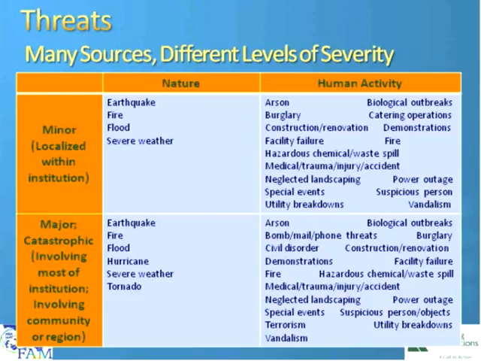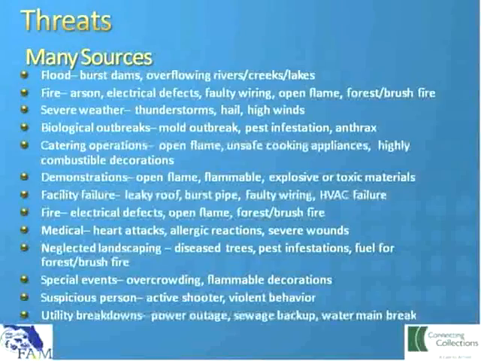In terms of severity, what might be a minor incident that would have involved only a small part of the facility can quickly become a catastrophic event, leading to the total destruction of an institution without proper emergency planning. This slide reiterates some of the potential threats, both natural and human, both big and small, that we might have to deal with at some point in our professional careers. Things such as forest or brush fires, hail, combustible decorations used for an event, educational demonstrations, or sewage backup.